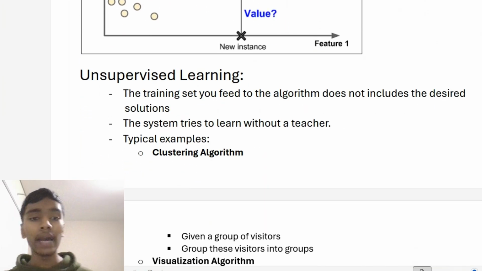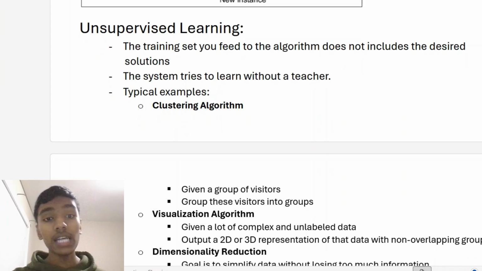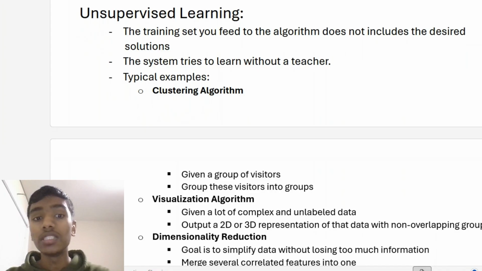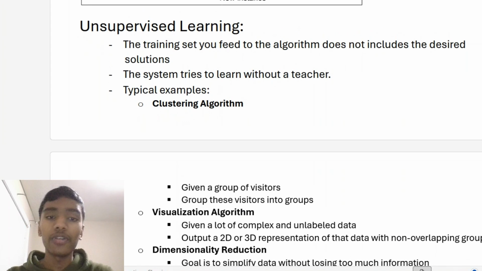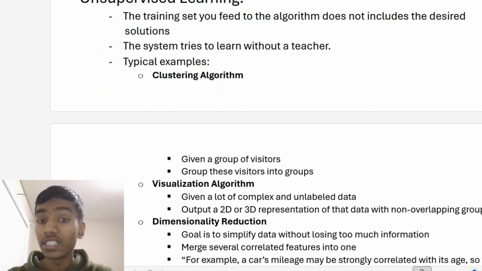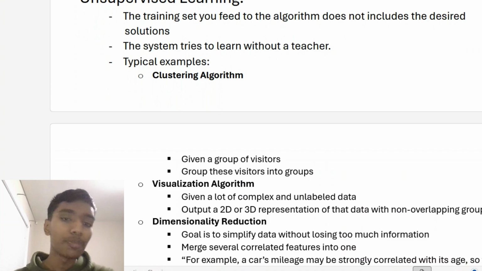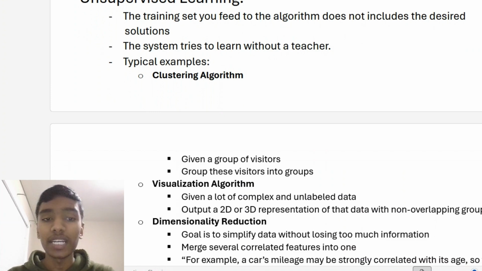Let's talk a little bit about now unsupervised learning. So what is unsupervised learning? Unsupervised learning is basically where the training set you feed to the algorithm does not include the desired solution. So basically there are no labels. There are predictors, but there are not labels. So the system tries to learn without a teacher. The teacher would be basically the labels, right? The labels plus the predictors. But in this case, we're only giving the predictors.